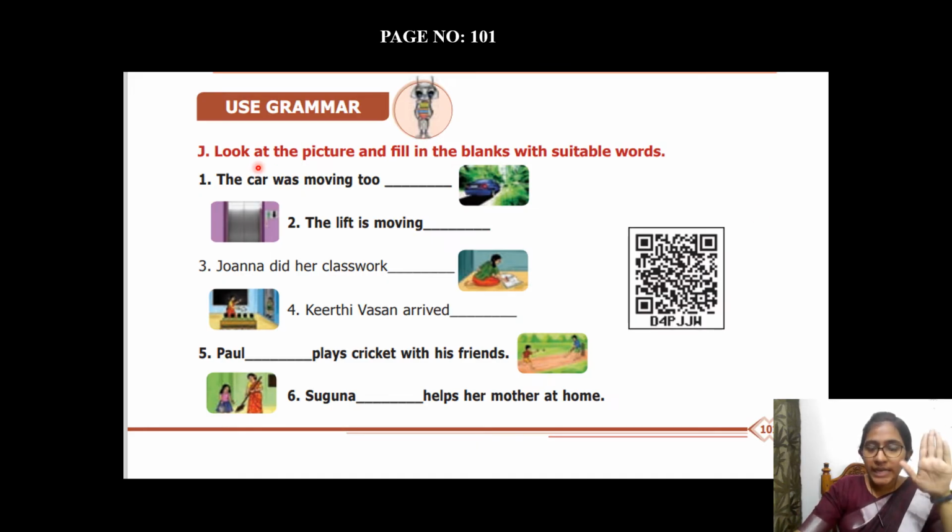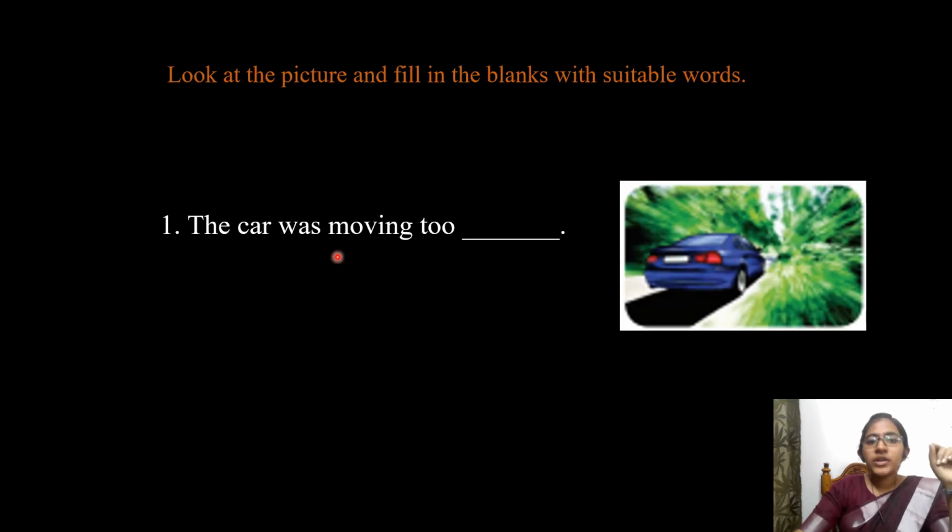So on the same page number 101, you can see this exercise, and we are going to deal with each one of the exercises. Look at the picture and fill the blanks with suitable words. You can see in this picture that the car is moving so fast. So the car was moving, what can we write? Moving is a verb here, so we are modifying the verb, and we are getting more information about how it is moving. It is moving fast. We can use the word fast.